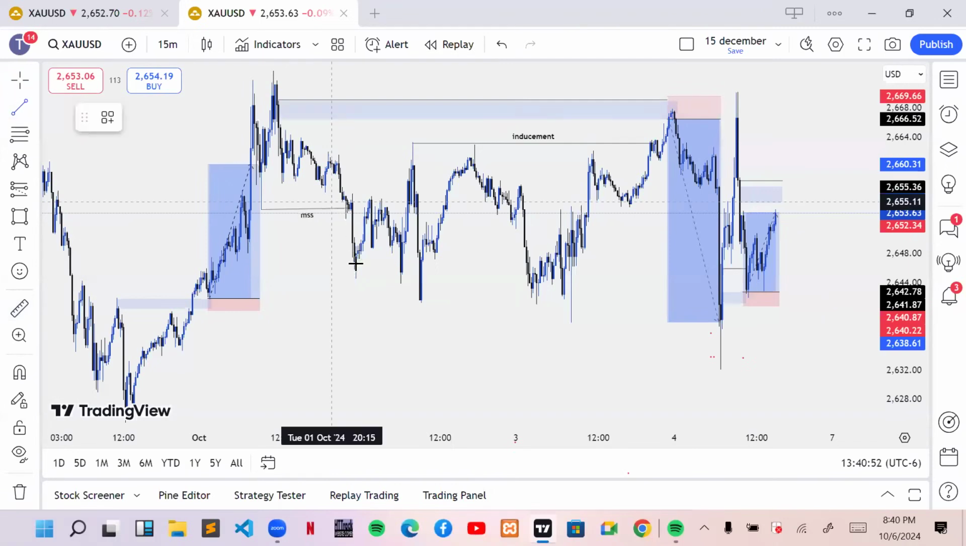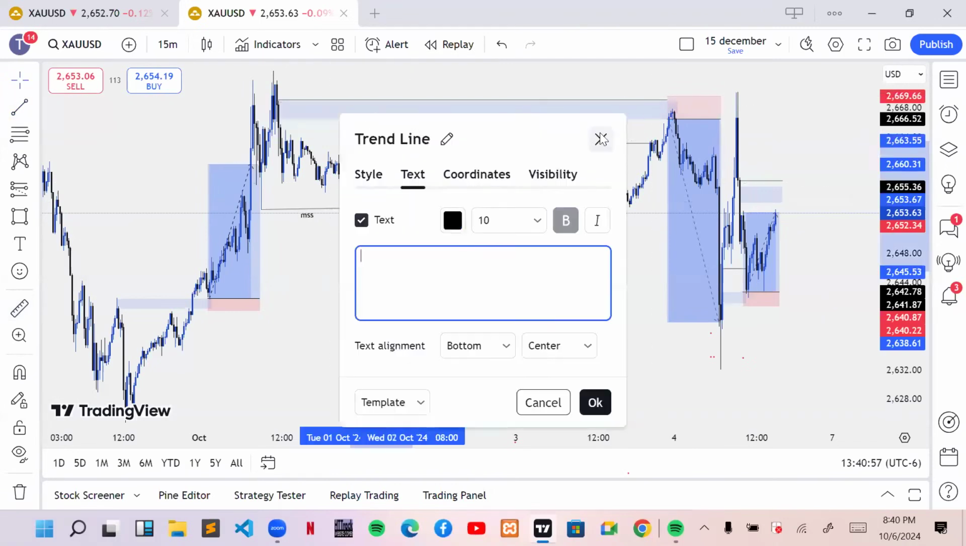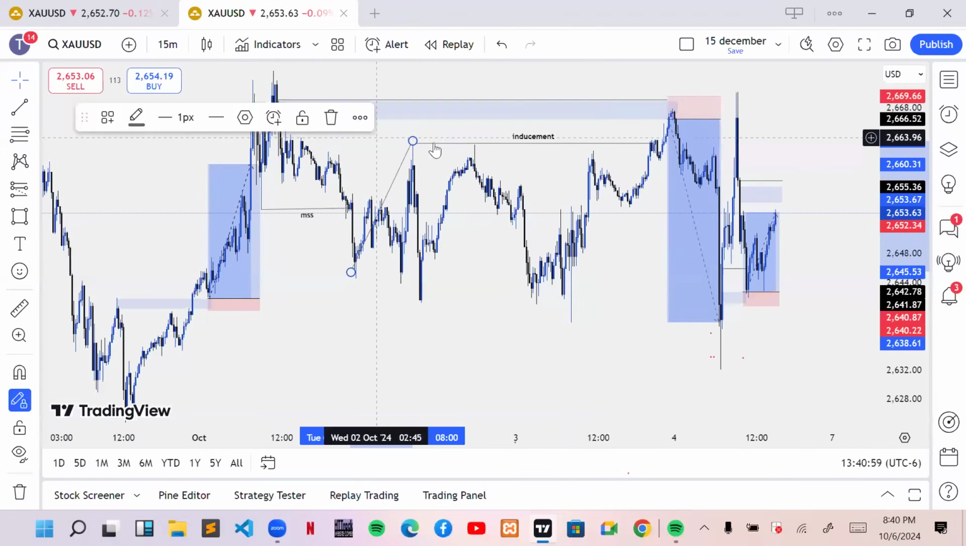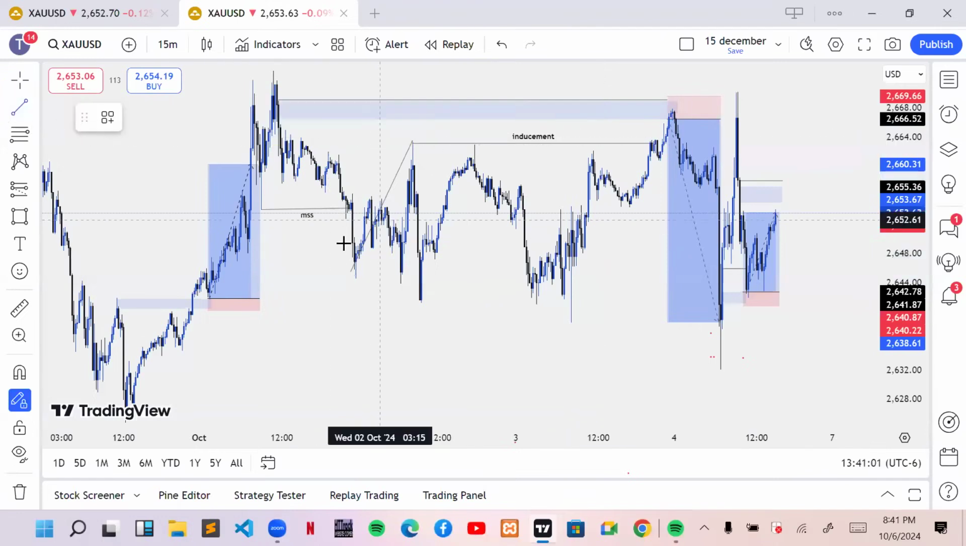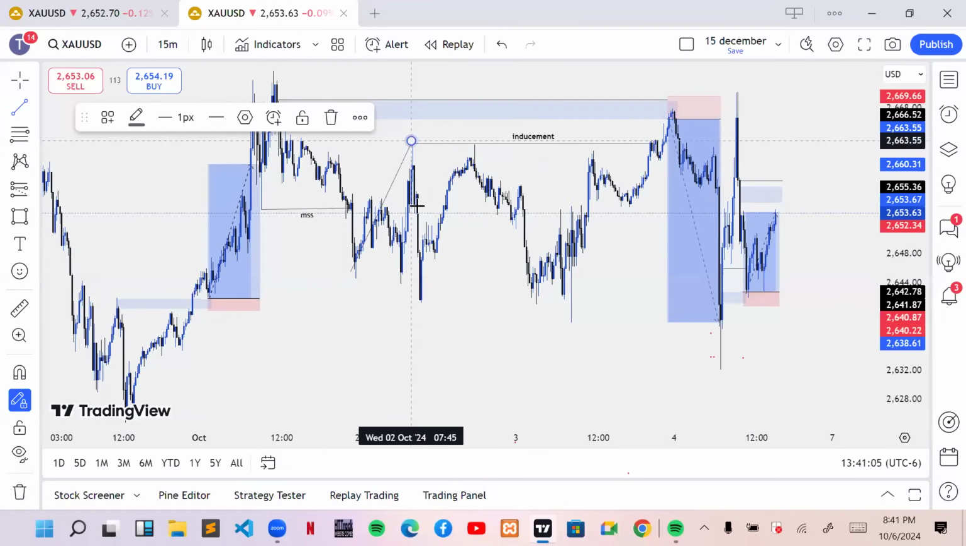So this was the market structure shift. This was the pullback the market did before continuing the new structure shift that market did. So after market shifted straight to the downside, it pulled back up here before continuing the move. Understand? So this pullback is your inducement. That is your liquidity. Pay attention to when market comes there.